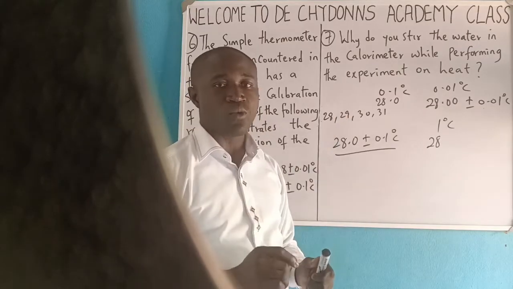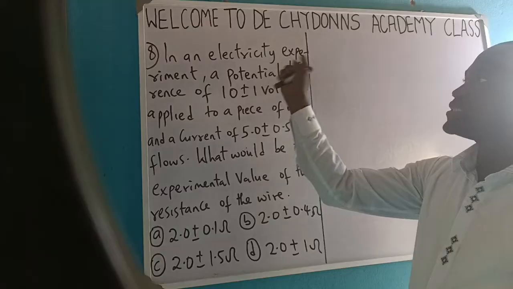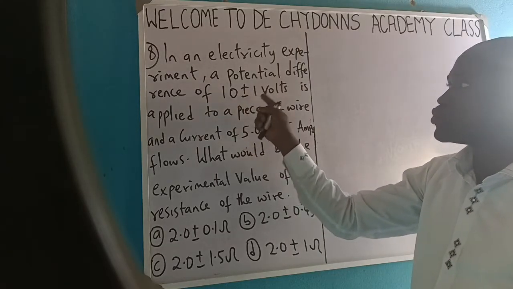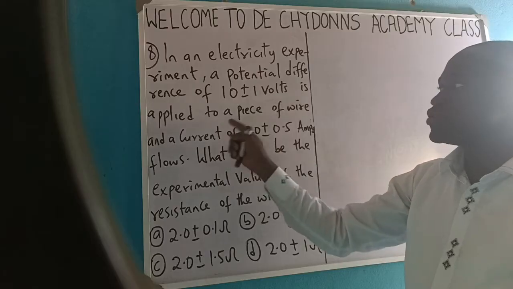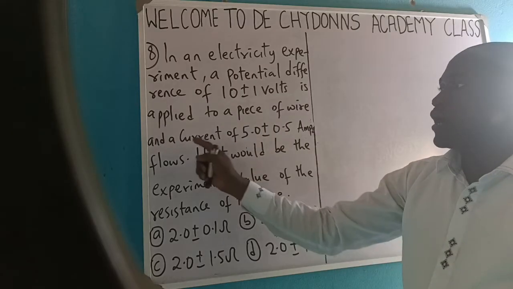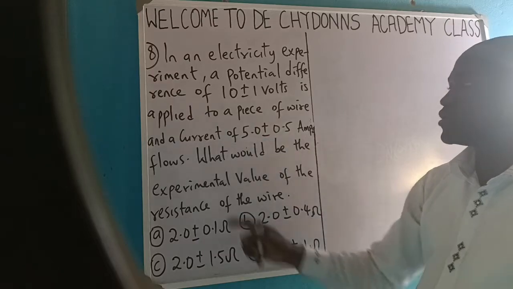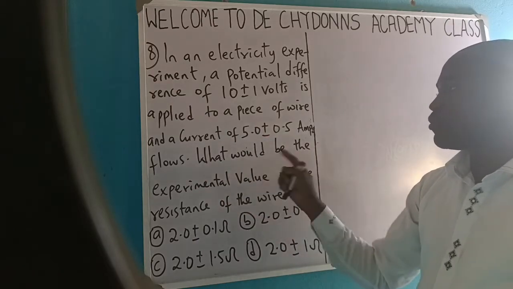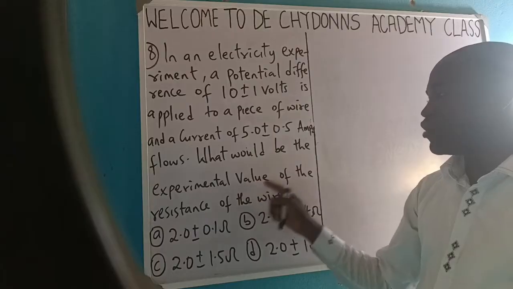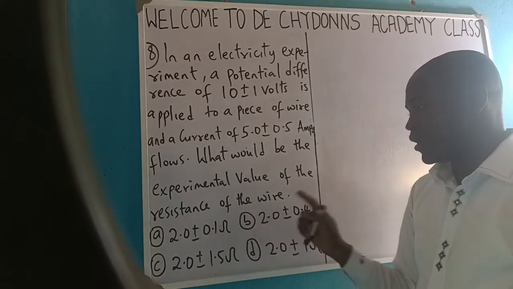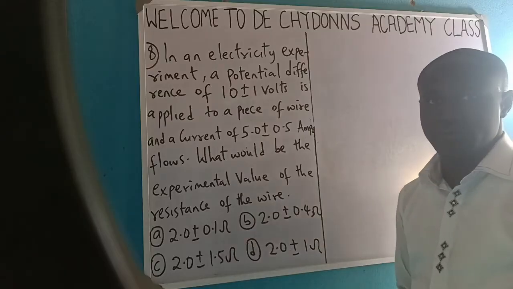We'll go to question number 8. In an electricity experiment, a potential difference of 10 plus or minus 1 volts is applied to a piece of wire and a current of 5.0 plus or minus 0.5 amps flows. What will be the experimental value of the resistance of the wire? A, B, C, and D.